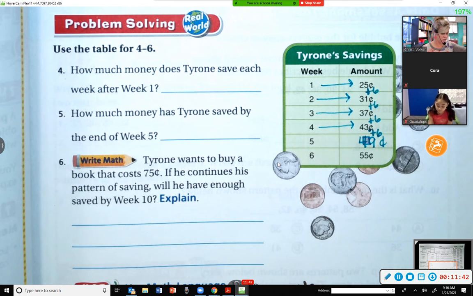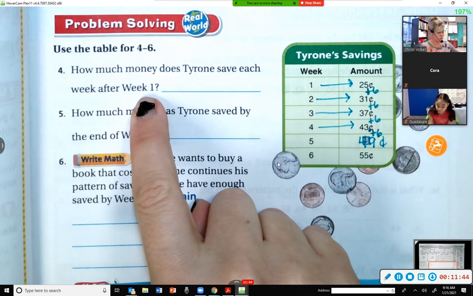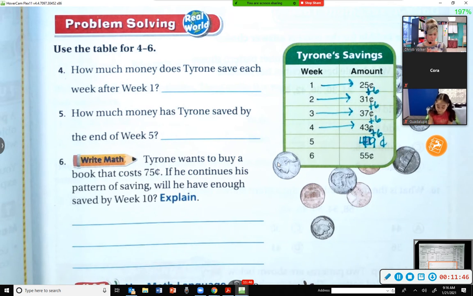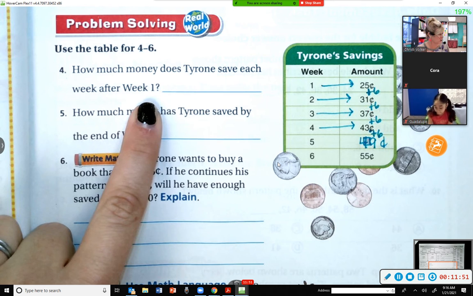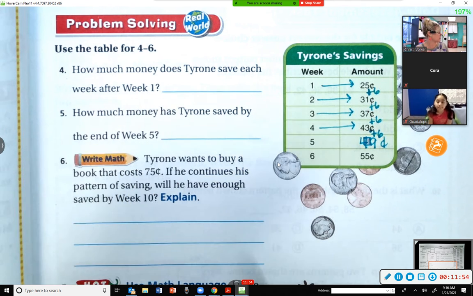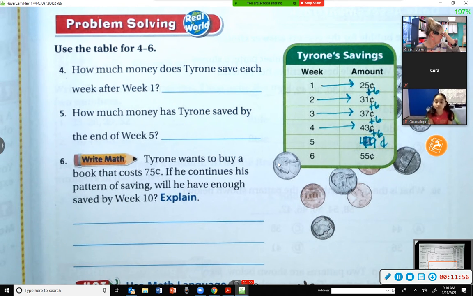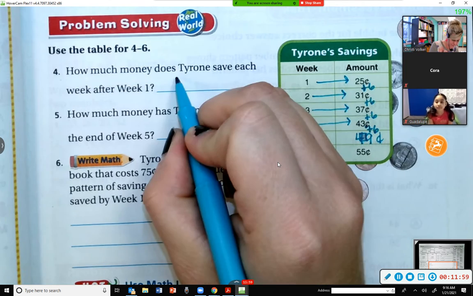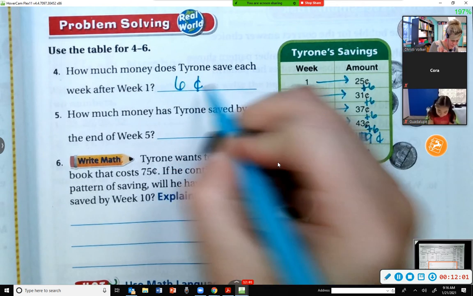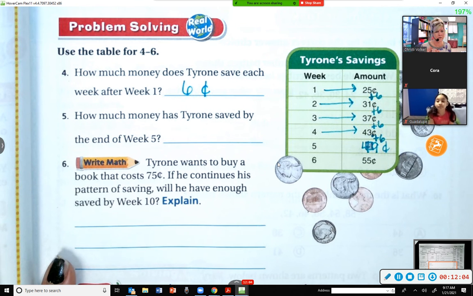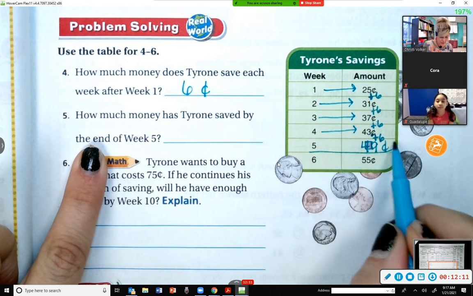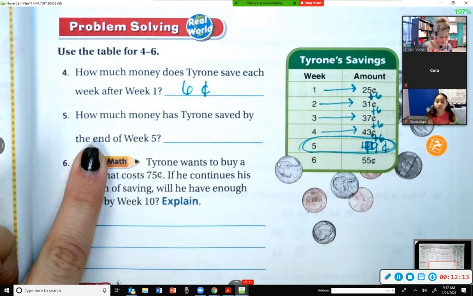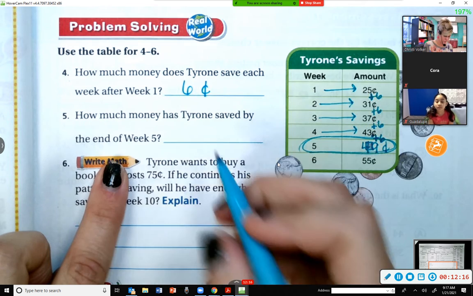Okay, so let's go back and check what we're supposed to do for number 4. It says, how much money does Tyrone save each week after week 1? So how much is he saving each week? 49 cents. No. 6 cents. Good. How much money has Tyrone saved by the end of week 5? So that's what we just figured out. How much money did he save after week 5? 49 cents.